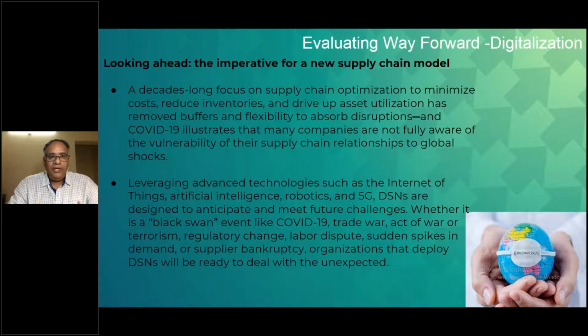And whether it will be a black swan, like COVID-19, or like the trade war we have seen recently in 2018 between the US and China, or even sudden spikes of demand, like what we have seen in the electronics industry in the post-COVID era. These are things which organizations are looking at: how the whole supply chain network has to address them.